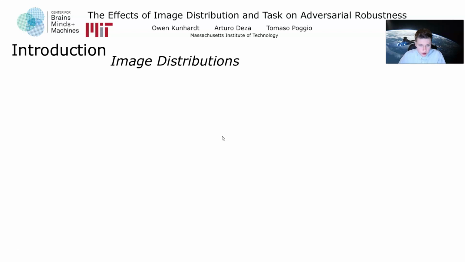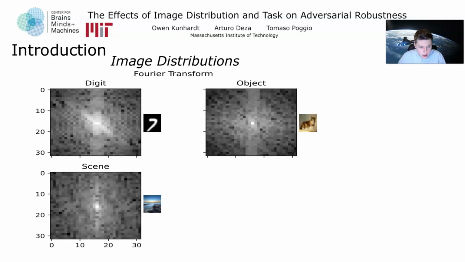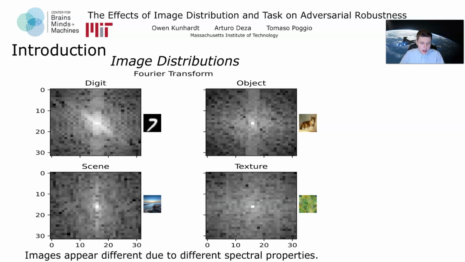So what is an image distribution? Well, it's a way of characterizing properties of an image data set. For example, we may look at a color histogram, shape of the images, or perform a Fourier transform and look at the spectral properties of these images. And so the spectral properties of a digit, an object, a scene, and a texture. These images appear different due to different spectral properties.